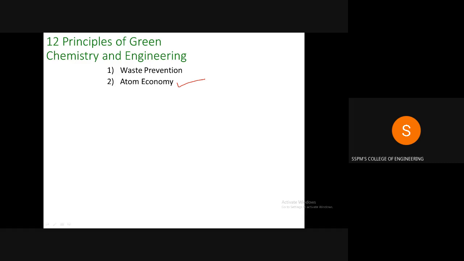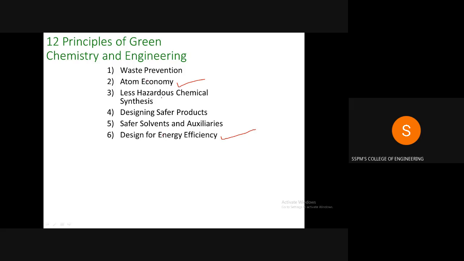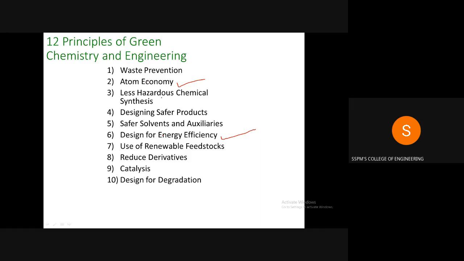Then less hazardous chemical synthesis, designing safer products, safer solvents and auxiliaries, designing for energy efficiency. From the CET point of view, they may ask questions on atom economy as well as designing for energy efficiency. Other principles are theoretical; they ask questions, but they are theoretical, and atom economy is numerical based. Then use of renewable feedstock, the 7th principle. Then reduce derivatives, catalysis, designing for degradation, real-time analysis for pollution prevention, and accident prevention. Let us see the principles of green chemistry one by one.